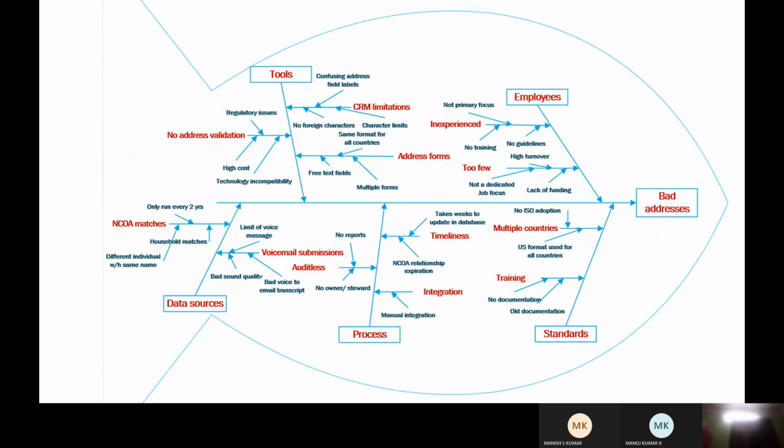Then bad addresses. This is the last example I will give. This is courier. In case of courier, what are the various reasons for having bad addresses? So one is employee is inexperienced, no training. All employee reasons will come. Lack of funding, training. Funding is not available.